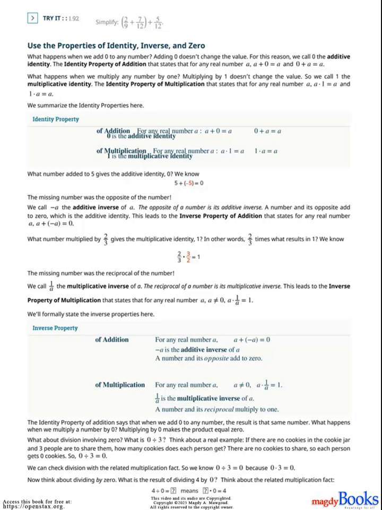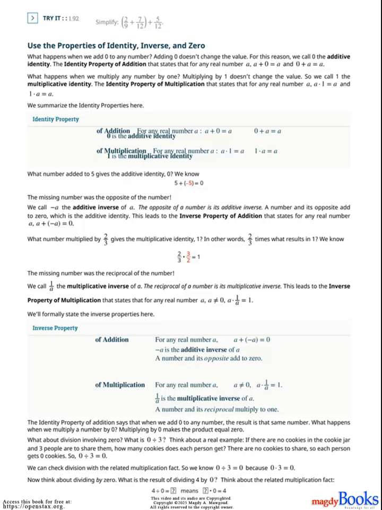1.5.2. Use the properties of identity, inverse, and zero. What happens when we add 0 to any number? Adding 0 doesn't change the value. For this reason, we call 0 the additive identity. The identity property of addition states that for any real number a, a plus 0 equals a, and 0 plus a equals a.